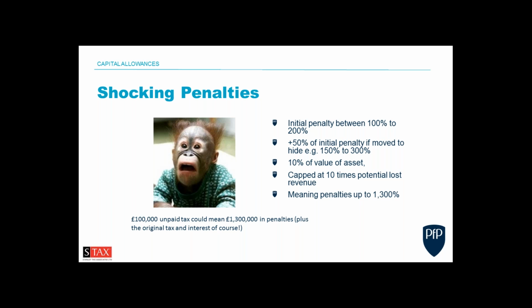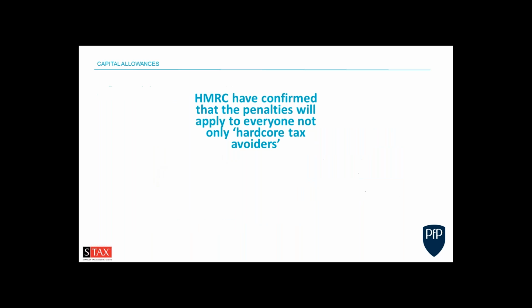These are the kind of penalties that will bankrupt people or will take relatively small offences and turn them into massive issues for people who are affected by this. As mentioned before, it has been confirmed that penalties will apply to everybody, not only hardcore tax avoiders. This means that an innocent error or omission overseas will be punished much more brutally than a deliberate attempt to evade tax onshore.